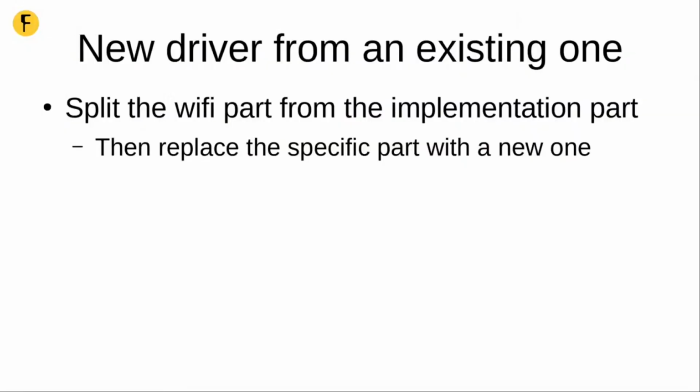Here's how I do it. In this case, I've split the Wi-Fi part from the implementation, in this case, the Ethernet. And then after you have that split, you can be replacing that specific implementation with your new implementation using your own hardware. And then after that, you can come back to a single file if you want to, or as refactoring.